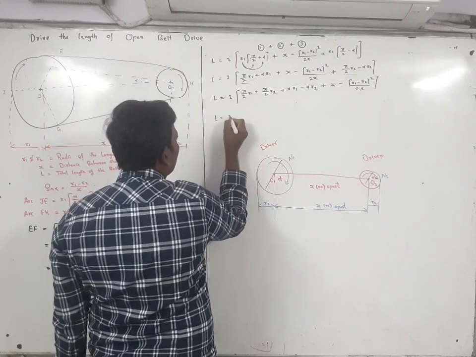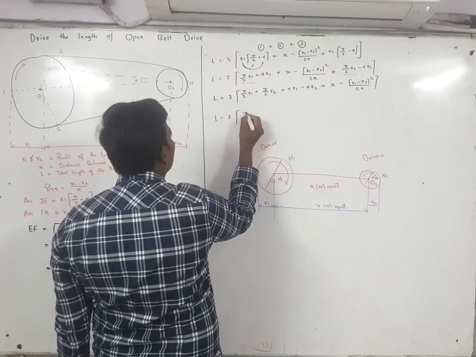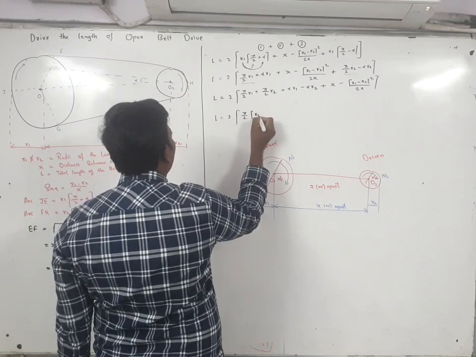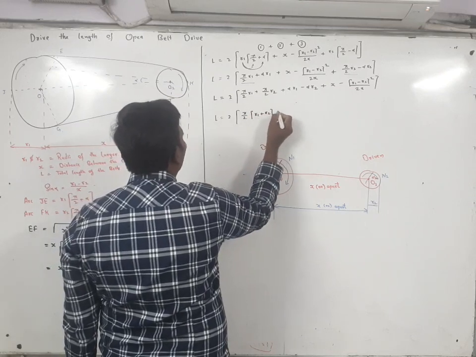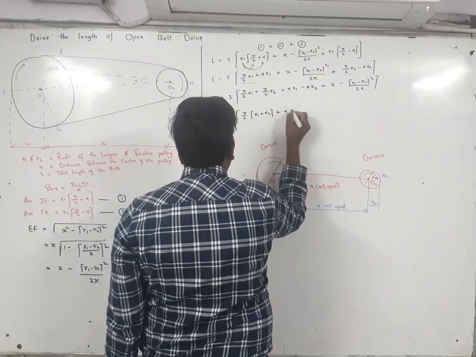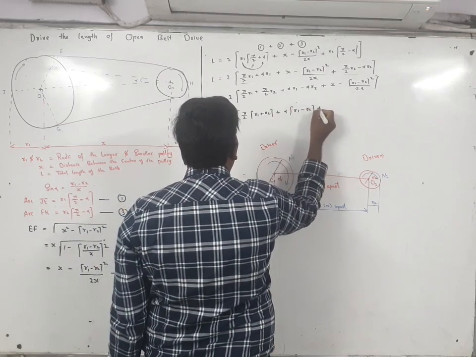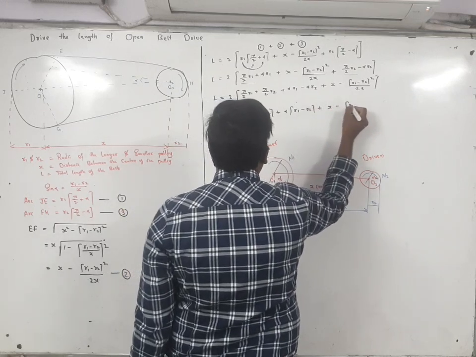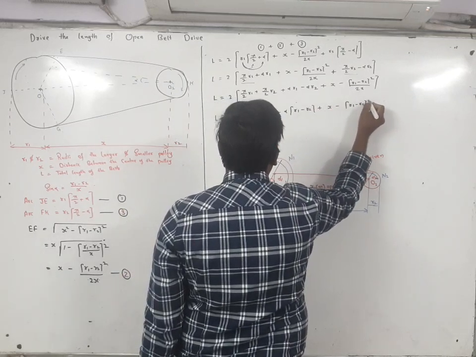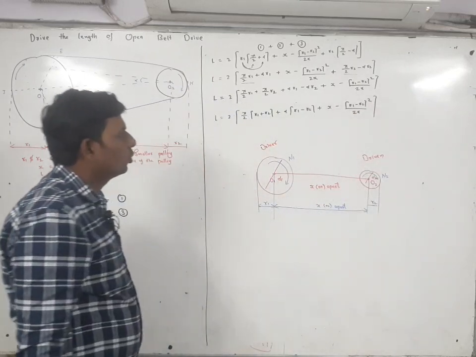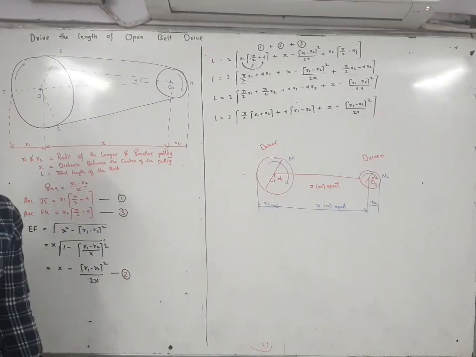After that, L is equal to 2. Here you can take the pi by 2 common. If you take pi by 2 common, the answer will be R1 plus R2. Here you can take the alpha common. If you take alpha common, R1 minus R2, then x as it is. Here you can write R1 minus R2 whole square by 2x. Like this you can expand.